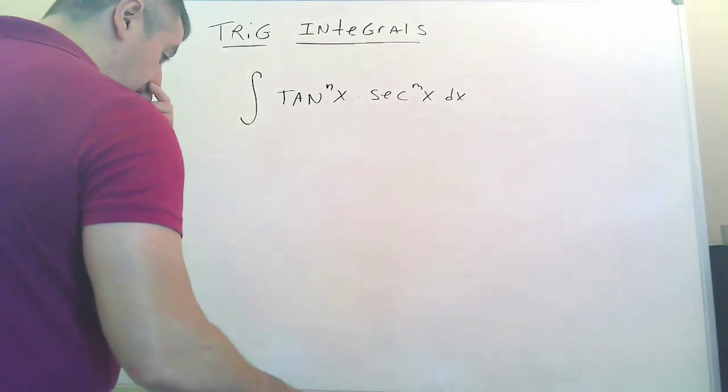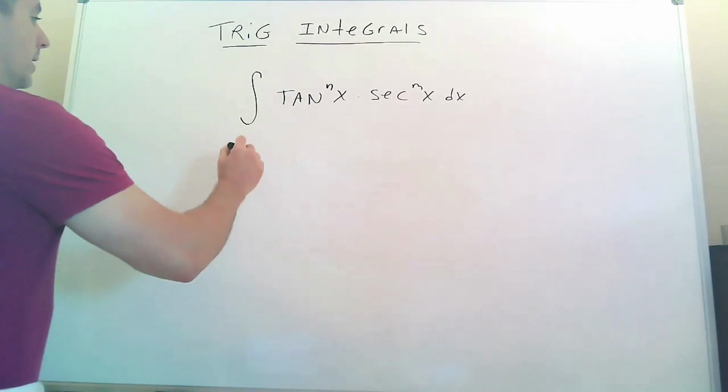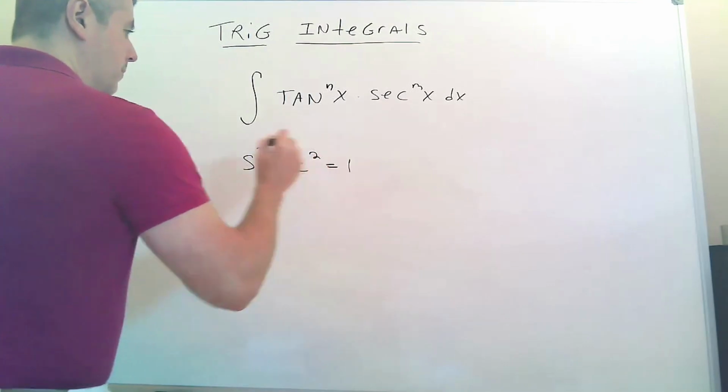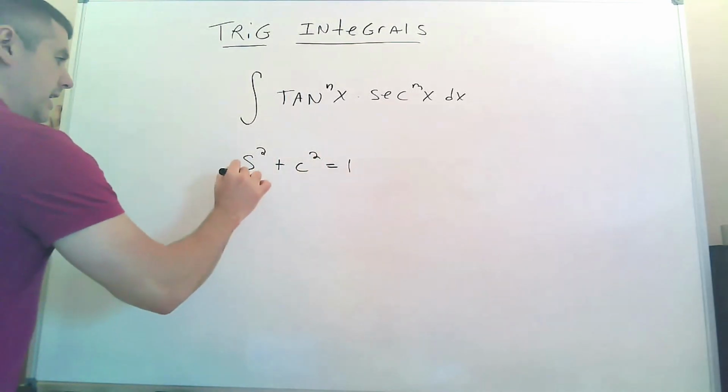There is a different identity that you need to use, but I'm going to show you where it comes from. You know that sine squared plus cosine squared is 1. Now, there's a little trick.